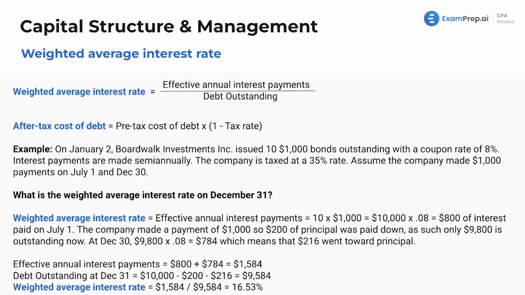Okay, weighted average interest rate. Now, this is what step one could look like. Heck, I guess there could be a question as well. That's just, what's the weighted average interest rate? It's definitely good to know.